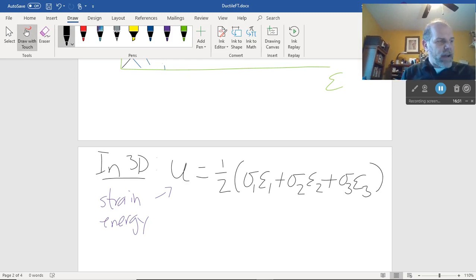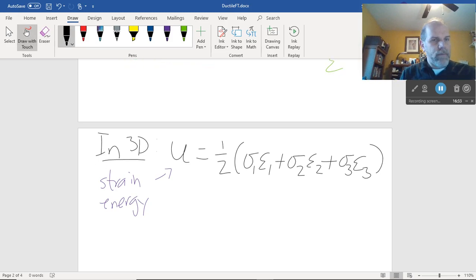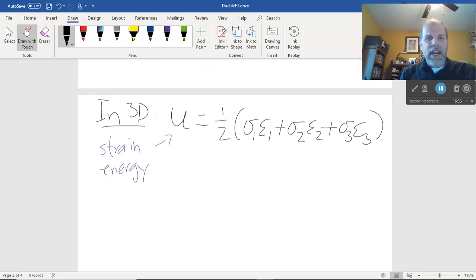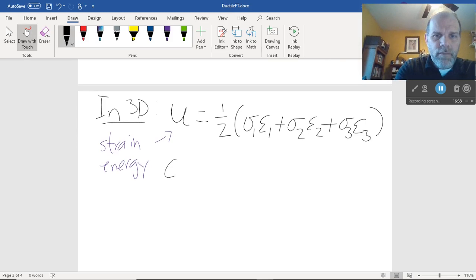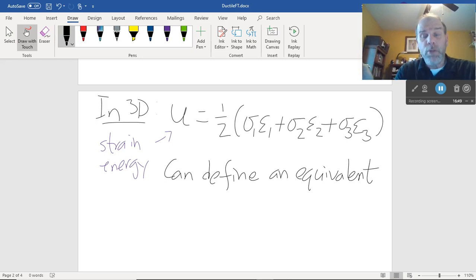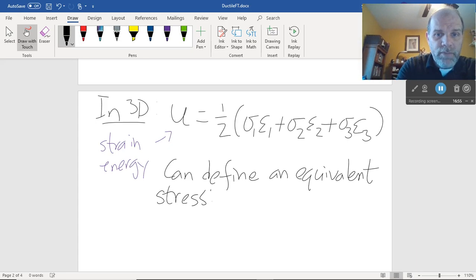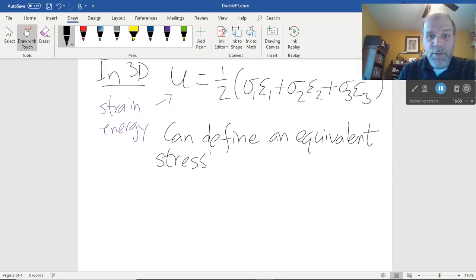And what I can do then is I can take, using this energy, we can define an equivalent stress, that's one number that produces the same energy, right? We often call this the von Mises stress. Sigma Vm is what I typically use for it because, well, I use it for the von Mises theory.